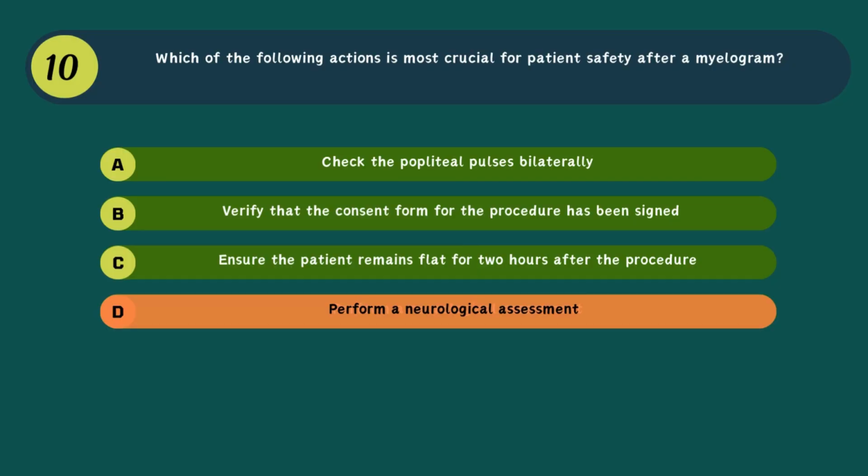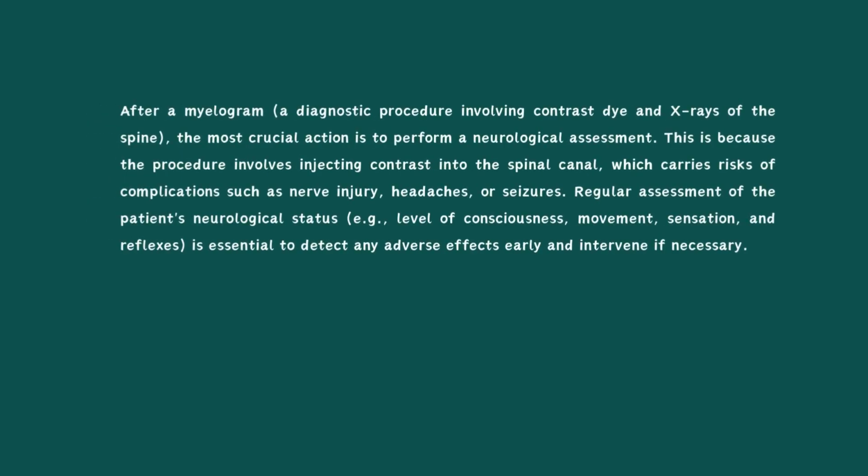Correct answer. D. Perform a neurological assessment. After a myelogram, a diagnostic procedure involving contrast dye and X-rays of the spine, the most crucial action is to perform a neurological assessment. This is because the procedure involves injecting contrast into the spinal canal, which carries risks of complications such as nerve injury, headaches, or seizures. Regular assessment of the patient's neurological status, e.g., level of consciousness, movement, sensation, and reflexes, is essential to detect any adverse effects early and intervene if necessary.